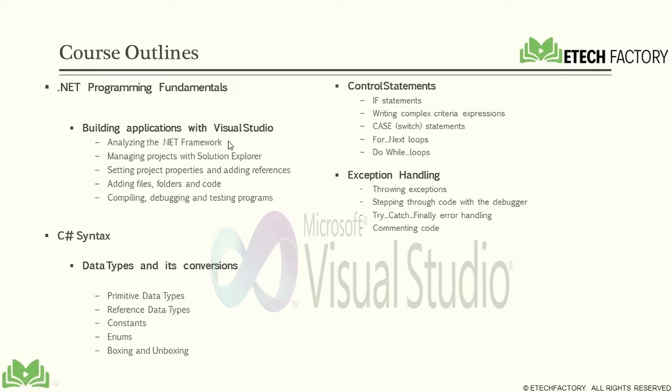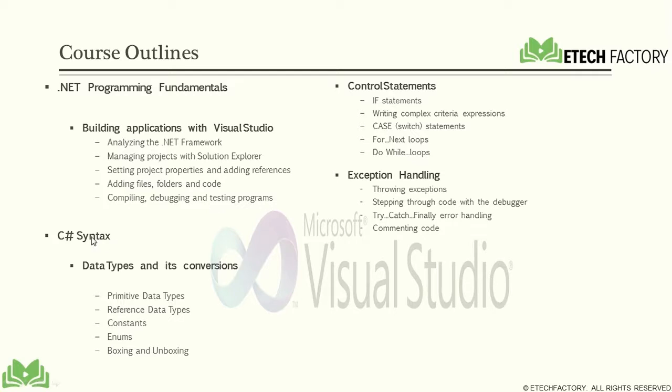In this course, we are going to learn the following chapters. The first one is .NET Programming Fundamentals. Under this chapter, we are going to learn how to build applications with Visual Studio. Under this module, we are going to learn analyzing the .NET framework, managing projects with Solution Explorer, setting project properties and adding references, adding files, folders and code into the project. We are also learning how to compile applications, debug applications and test programs.